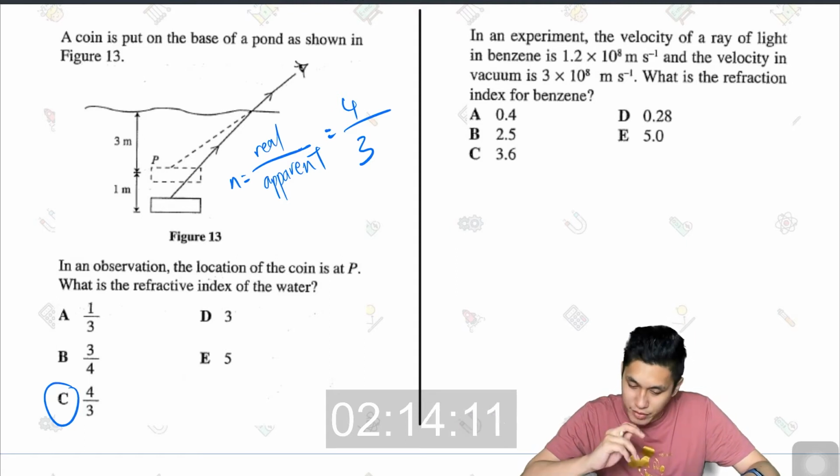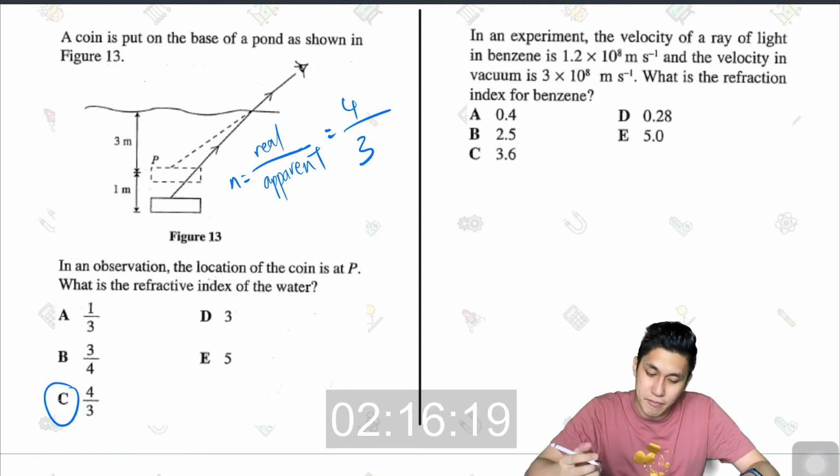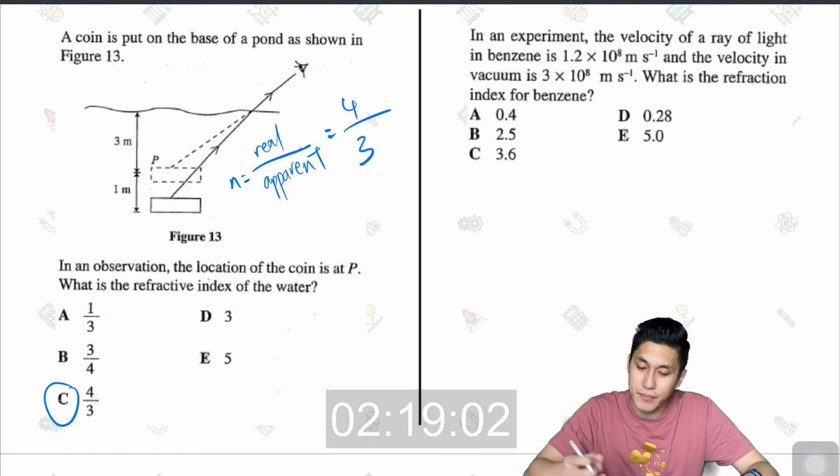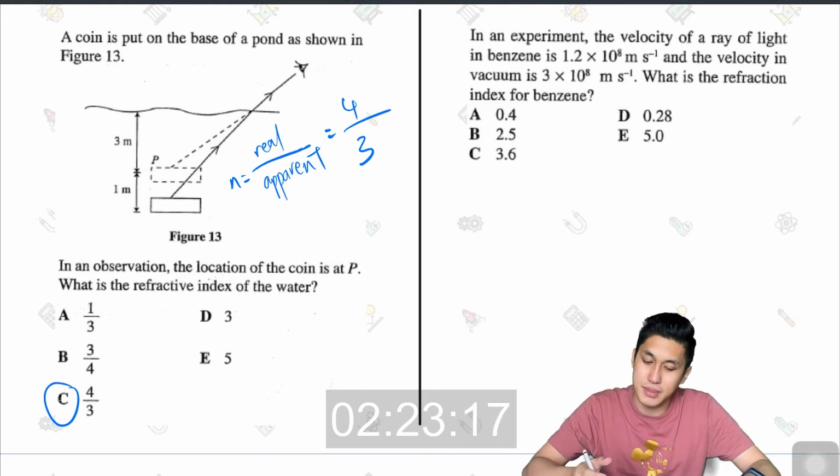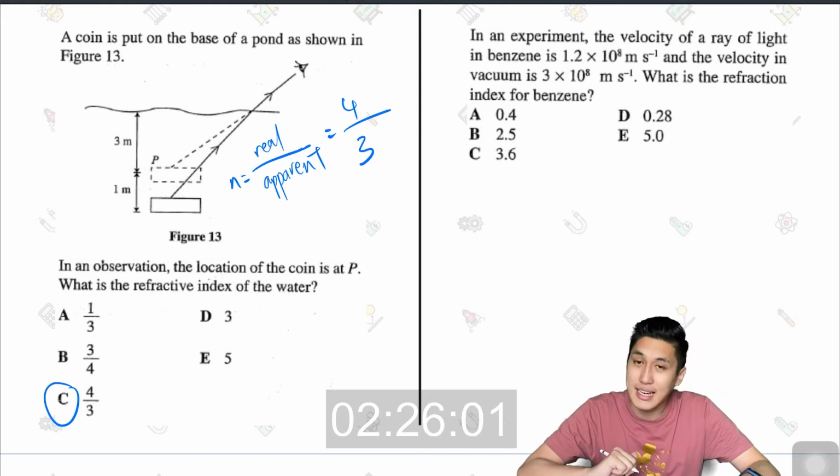In an experiment, the velocity of a ray of light in benzene is 1.2 times 10 to the power of 8, and the velocity in vacuum is 3 times 10 to the power of 8 meters per second. What is the refraction index for benzene?